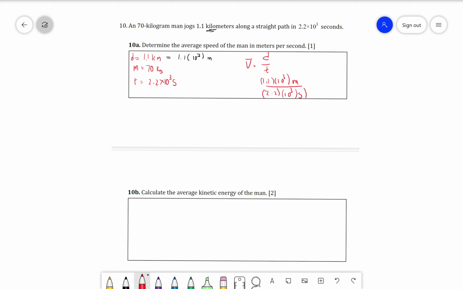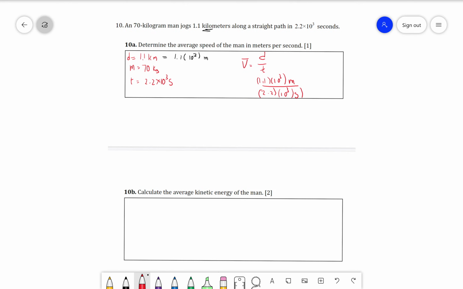So then you go ahead and you do that in your calculator, and you should wind up getting 1.1 divided by 2.2, 0.5. So the average velocity that you should get is 0.5 meters per second.